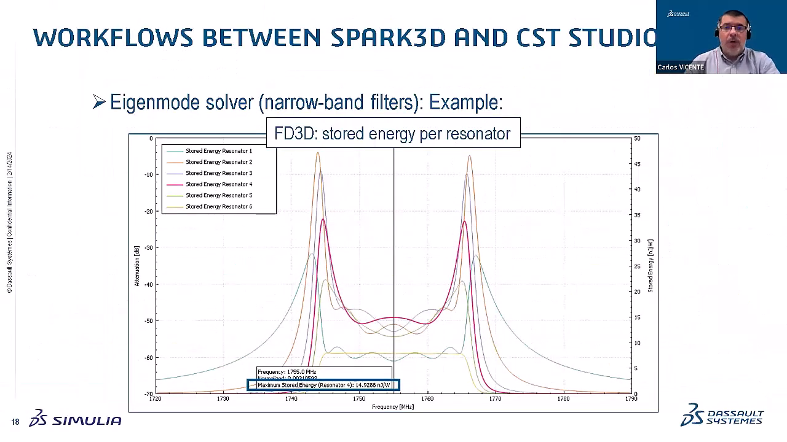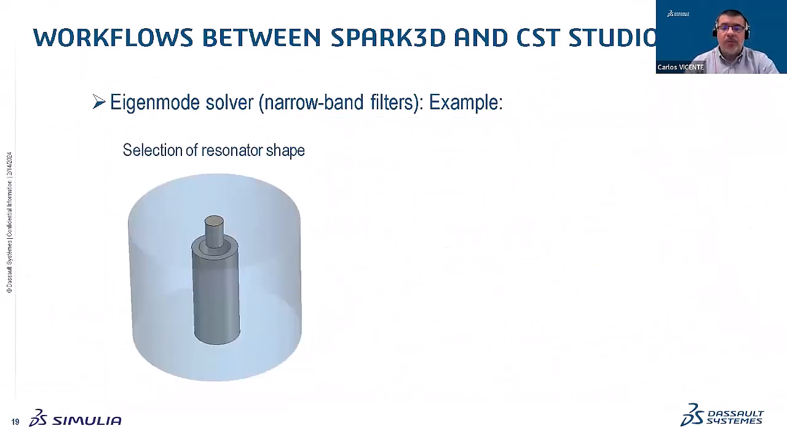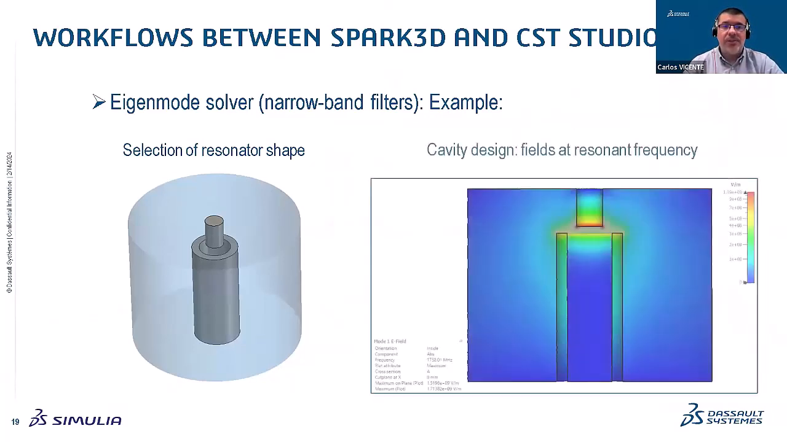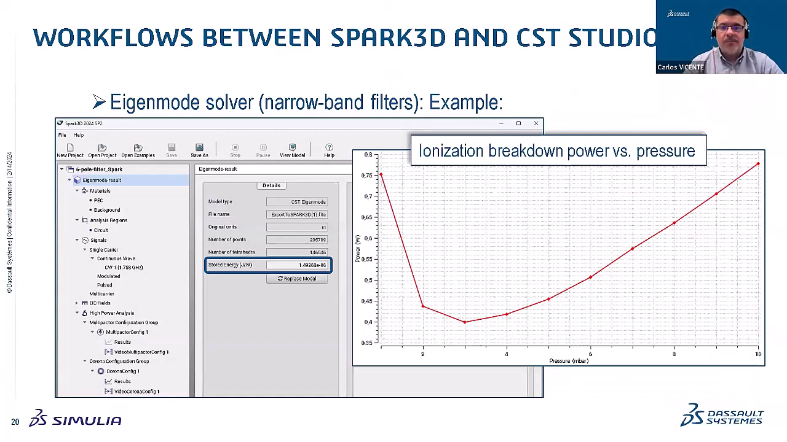So I'm going to follow now the workflow I explained. I have to select a resonator shape. I'm selecting this one. Of course, you can do whatever you want, and this is just an example. Once I have selected the resonator shape, I can do the design and make the cavity resonate at the frequency I need, and with the needs I have. Then these fields can be exported to Spark.